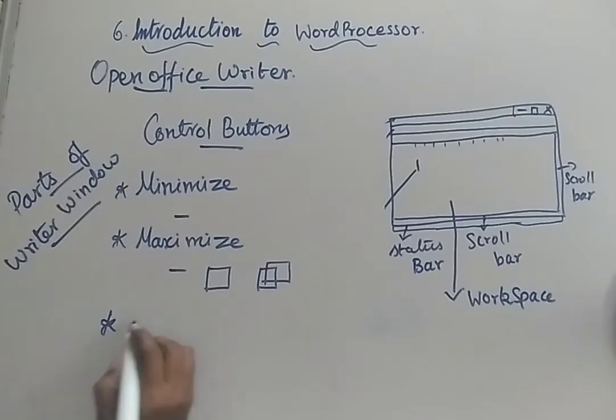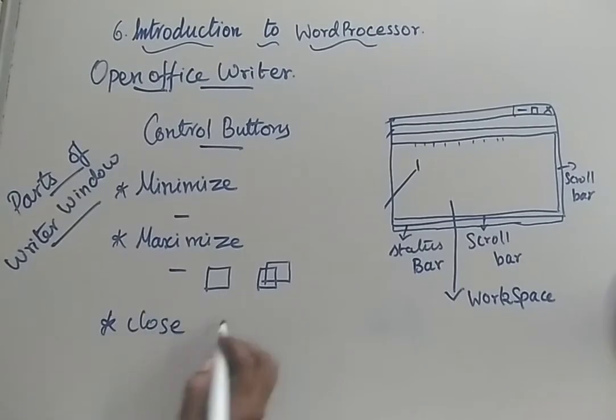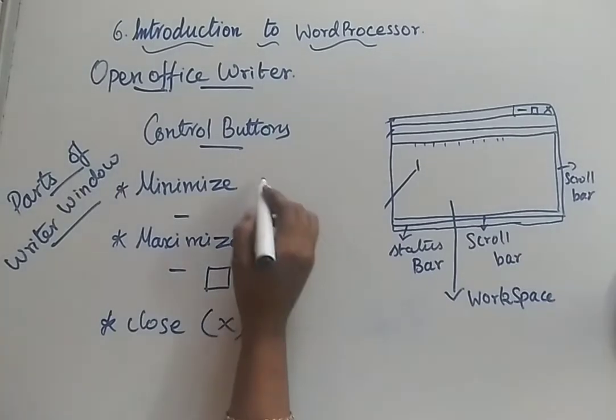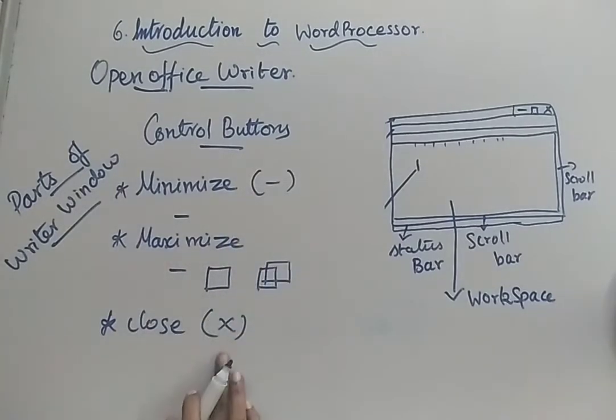And the next one is your close button. It will have the cross sign. By clicking this one, what will happen? Yes, the open document will be closed for you. The document, and what else? Your opened application will be closed for you.